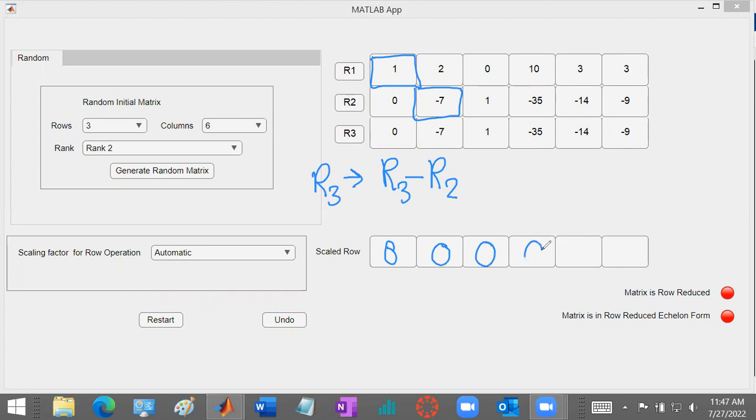This minus this is 0. This minus this is 0. This minus this is 0. So this row right here should turn into this row here of zeros.